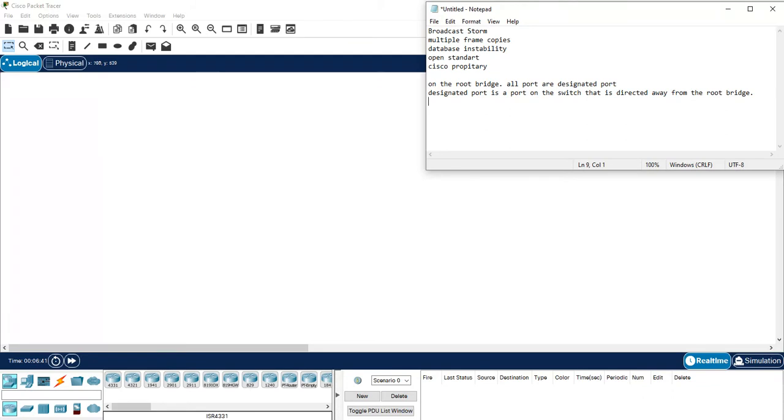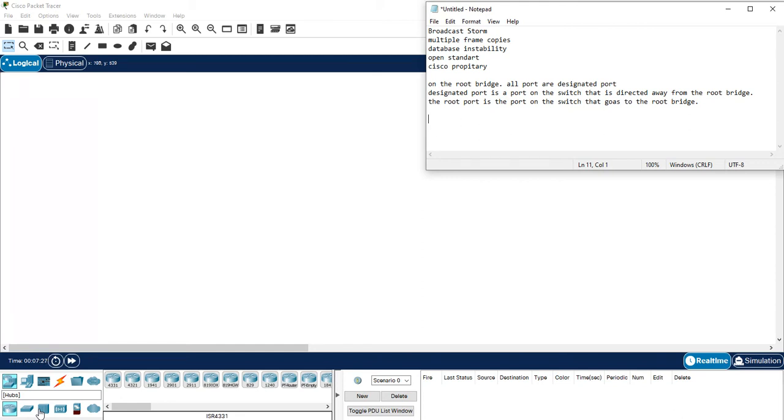So the third is the root port. The root port is the port on the switch that goes to the root bridge. So that explains the STP protocol.